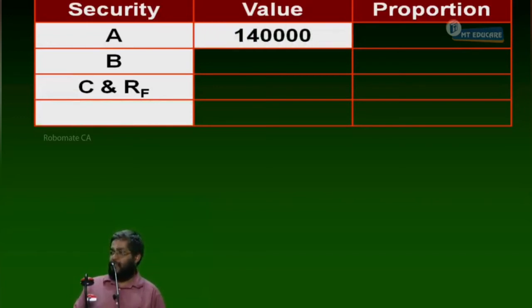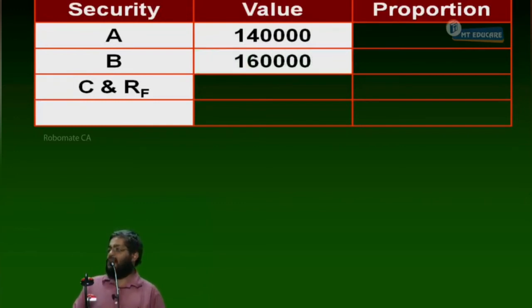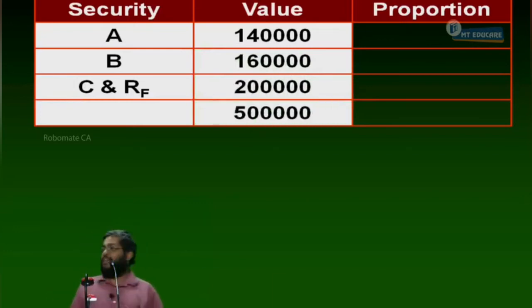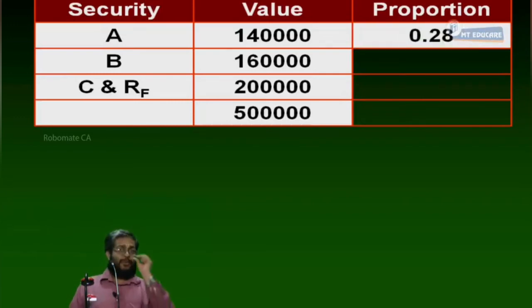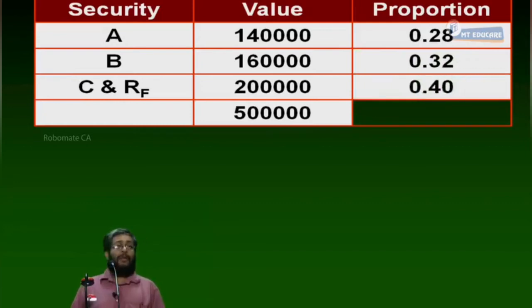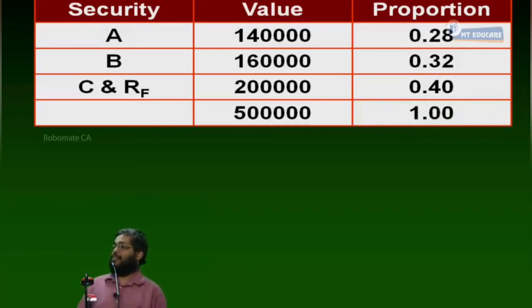How much do I invest in A? 1,40,000. In B? 1,60,000. In C and RF? The balance, 2 lakhs. The total is 5 lakhs. What is the proportion of A to the total here? 0.28. The weight of A in the portfolio is 0.28. The weight of B is 0.32. The weight of C and RF together is 0.4. Respond yes or no. And the total proportion is 1.